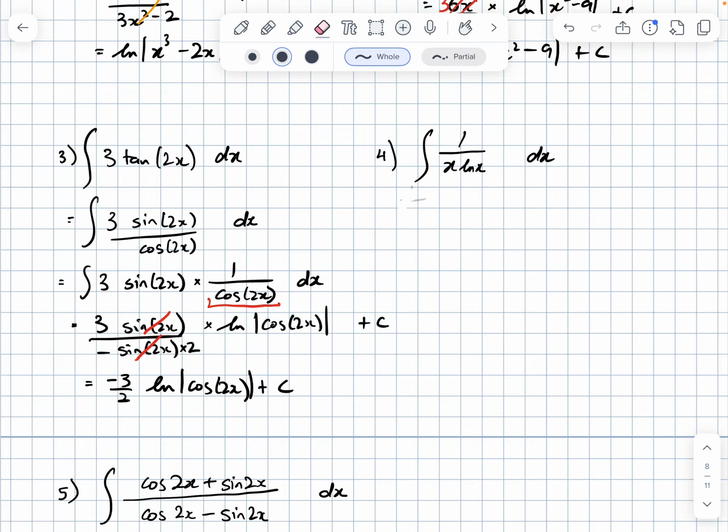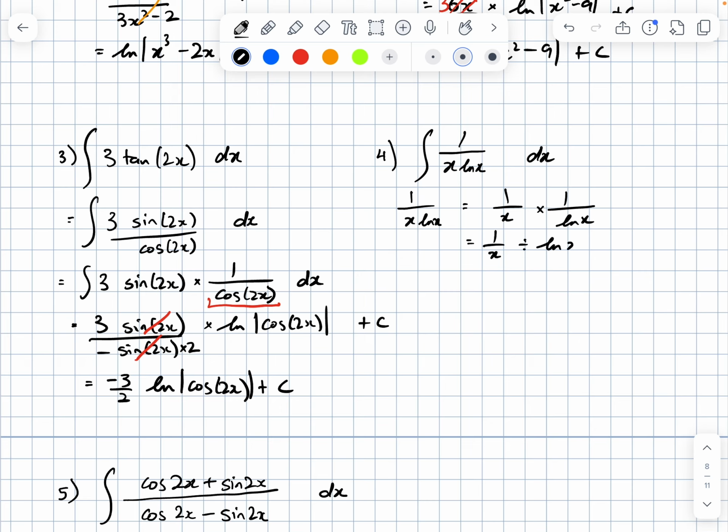the top. To do that, we need to recognize that 1 over x ln x is the same as 1 over x times by 1 over ln x, which is the same as 1 over x divided by ln x, which means that this is integrate 1 over x all over ln x dx. Now we have it in the form where the derivative on the bottom is equal to the top. So, same as before, re-put that 1 over x over there, times by 1 over ln x.